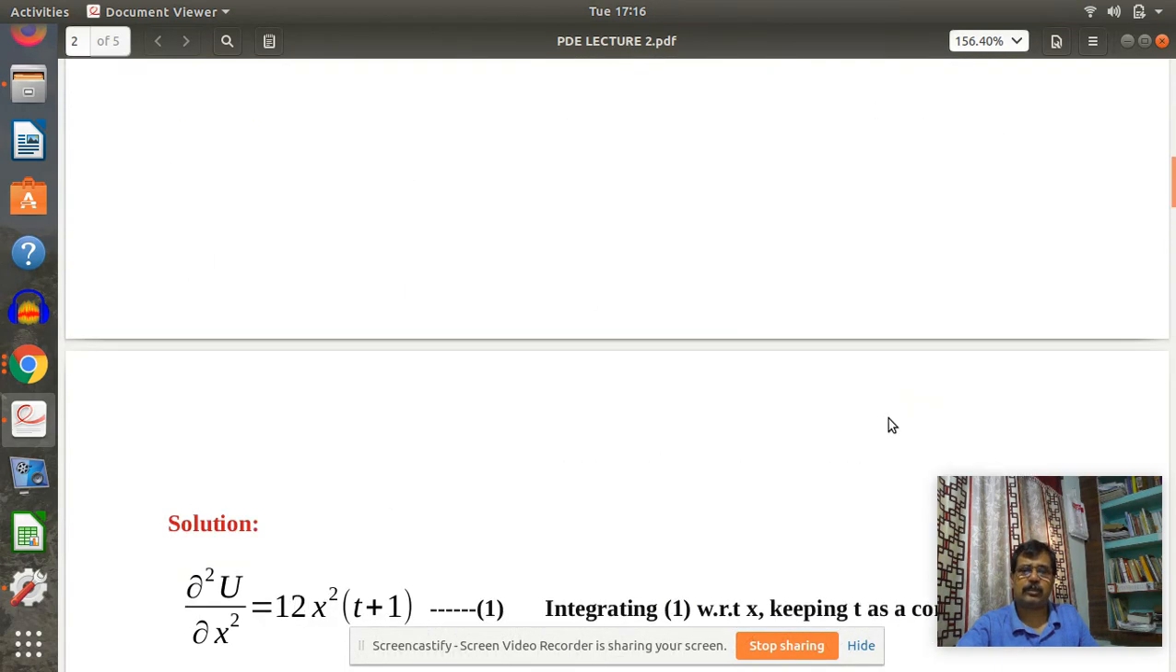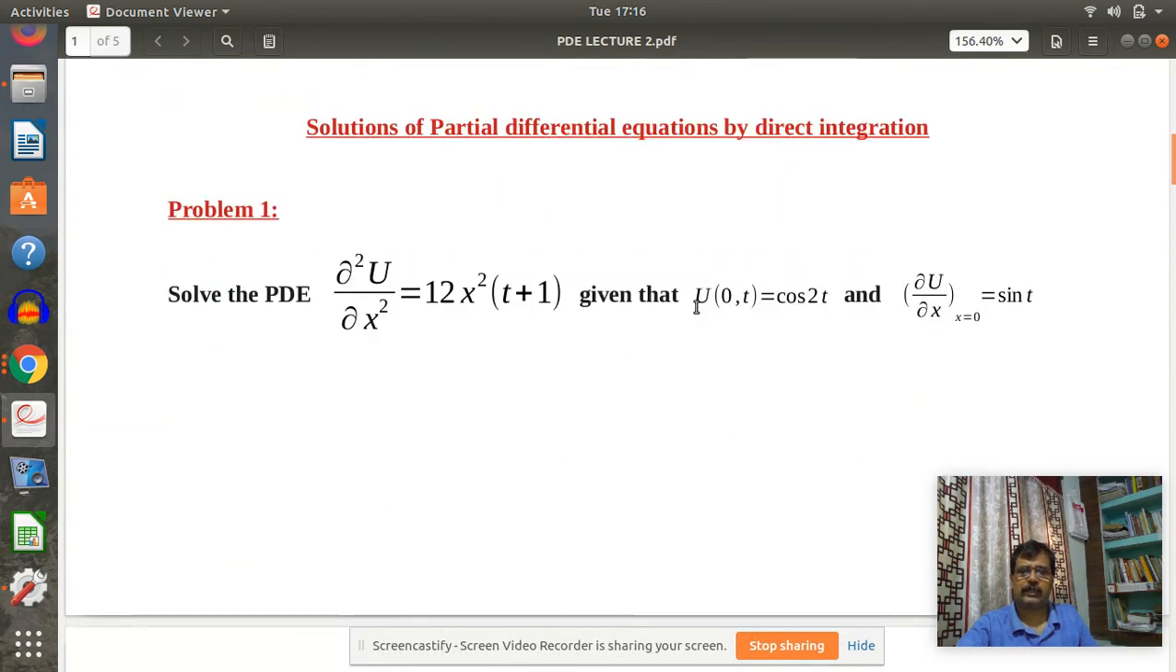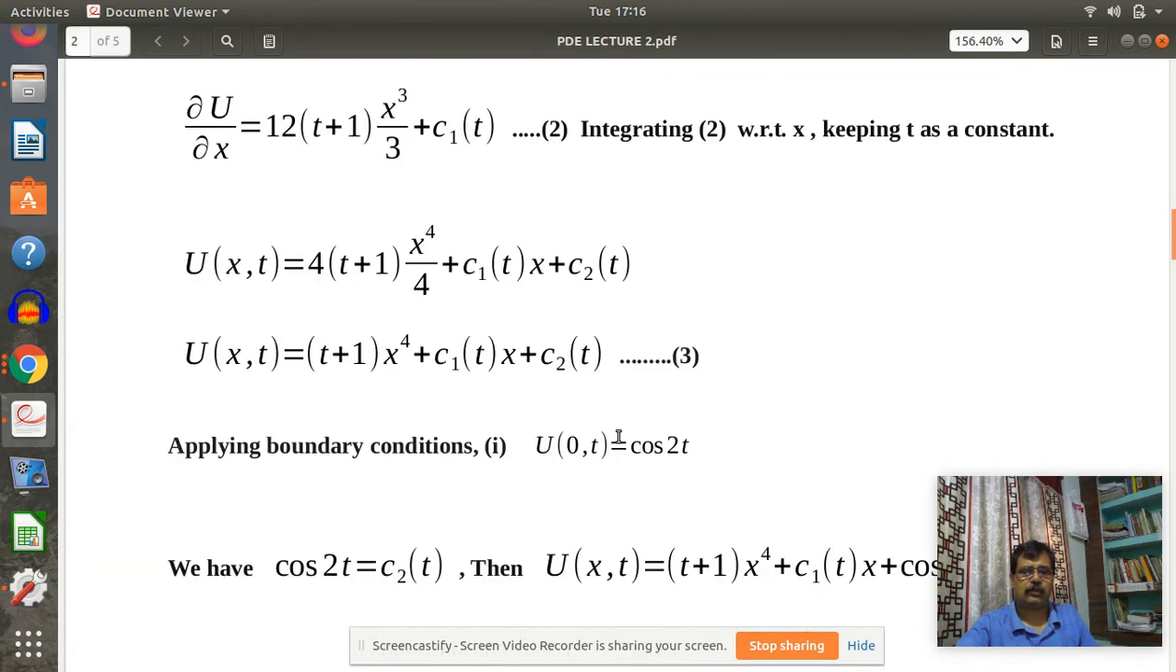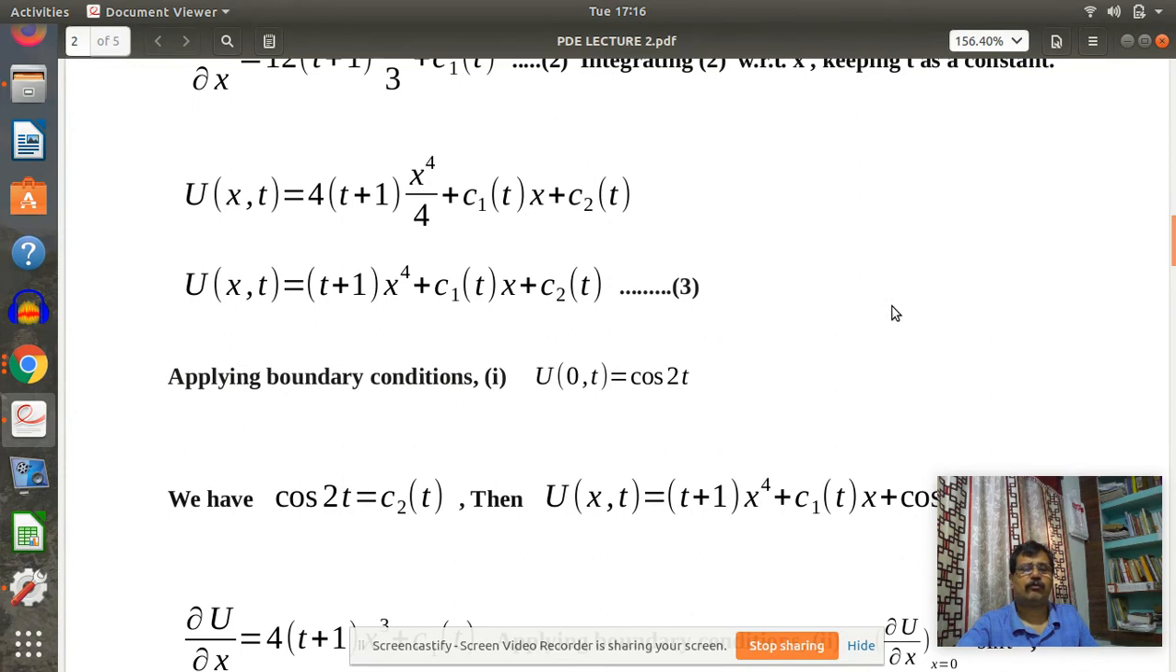But here we may have some boundary conditions: u(0,t) = cos 2t and ∂u/∂x at x = 0 equals sin t. These boundary conditions are generally used to determine the arbitrary constants or arbitrary functions involved in the general solution. And here c1(t) and c2(t) are functions of t. So we have to determine these c1 and c2 by applying the boundary conditions.